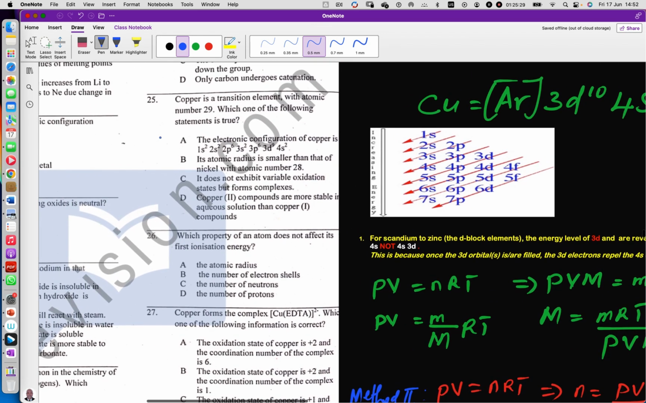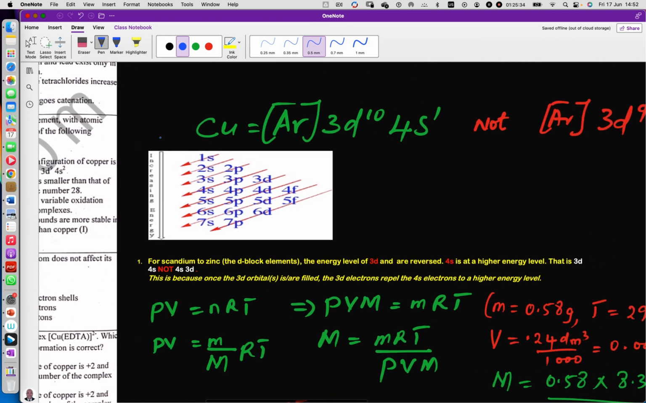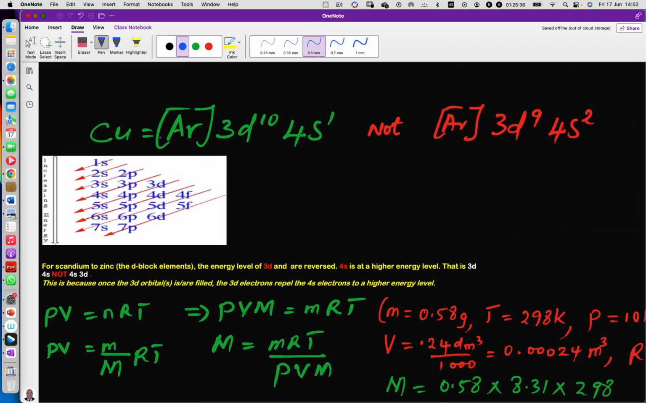Why I say that the electronic configuration is not right, this is the right electronic configuration for copper. You should know that from scandium to zinc in the d block elements, the energy levels of the 3d and 4s are reversed. 4s is at a higher level than the 3d. It's not 4s before 3d. It is 3d before 4s.